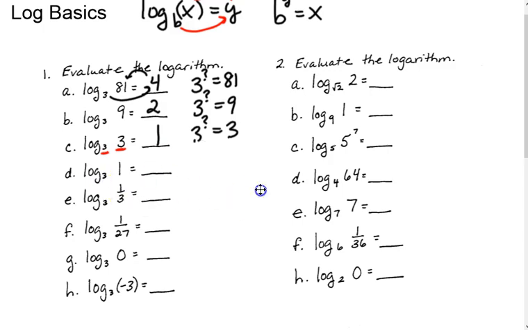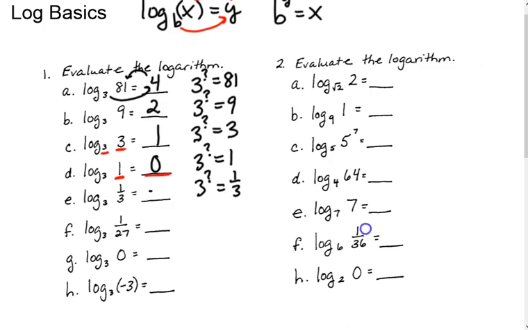Okay, the next one, 3 to what power gives me 1? 3 to what power equals 1? Well, that's 3 to the 0. So once again, I want you to notice that if the argument inside the log is 1, then the log is always going to equal 0 no matter what the base is. 4 to the 0 would be 1, 10 to the 0 would be 1, any base to the 0 would be 1.